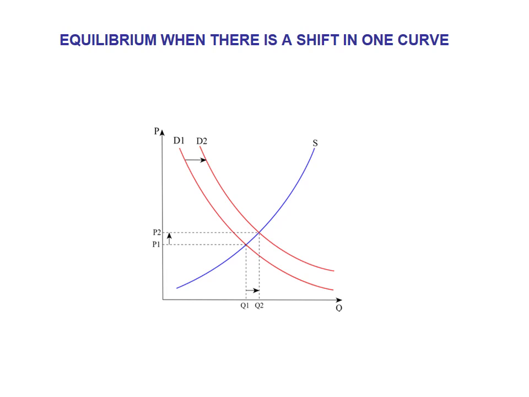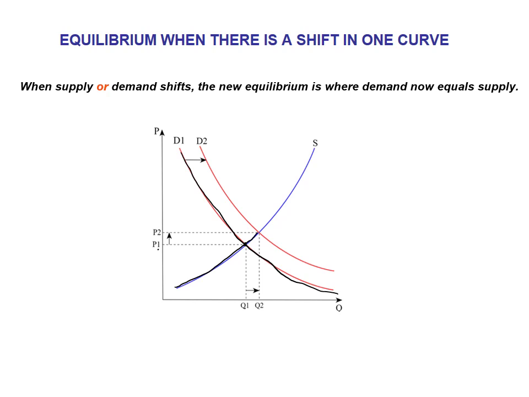So look at this example. Our equilibrium point used to be here, right? So we used to be at price P1 and at quantity Q1. There, when our demand curve was D1 and our supply was S, that was where we had our former equilibrium, right?